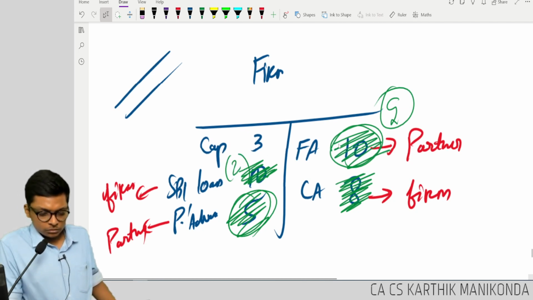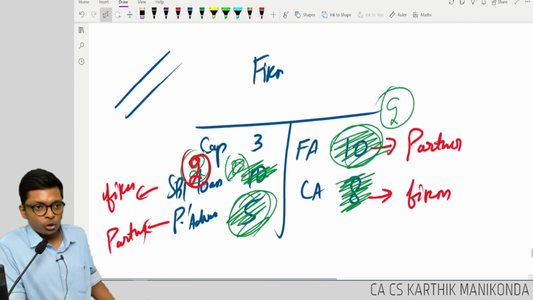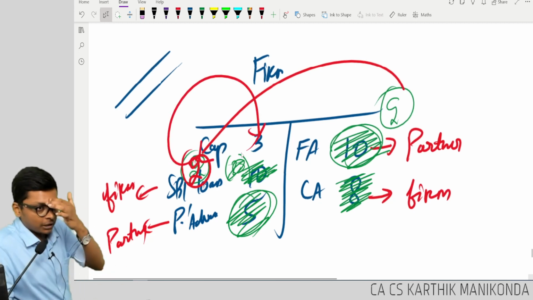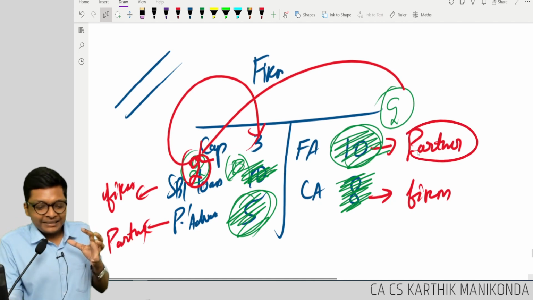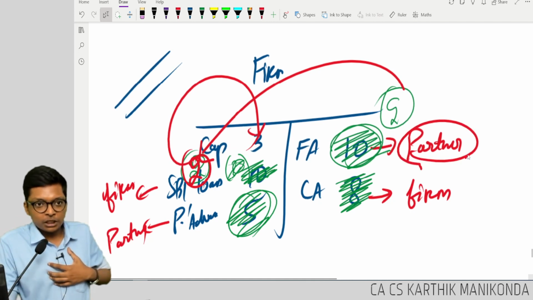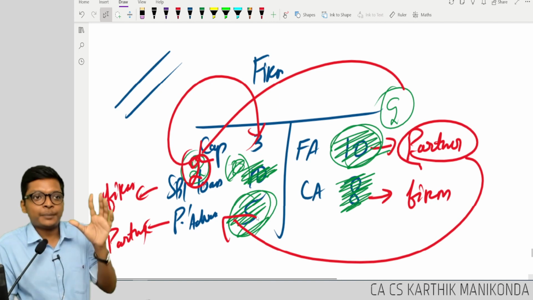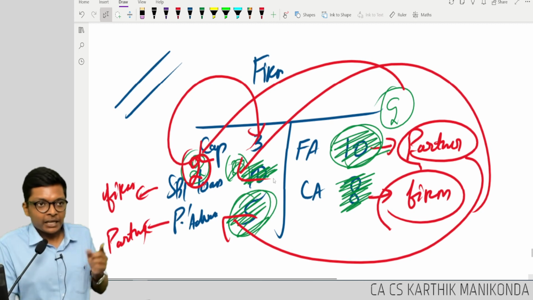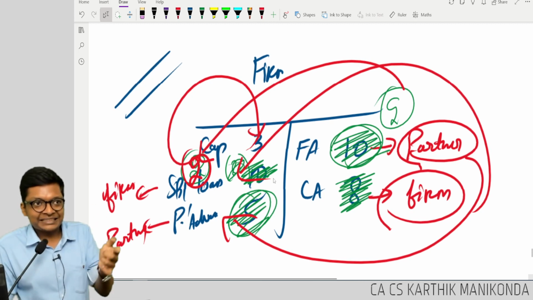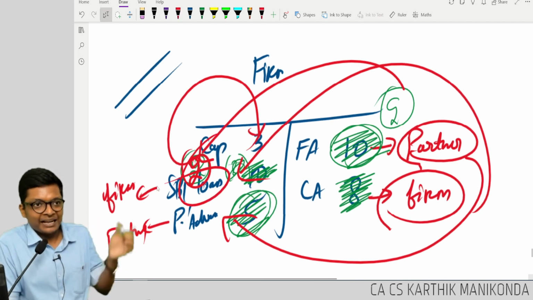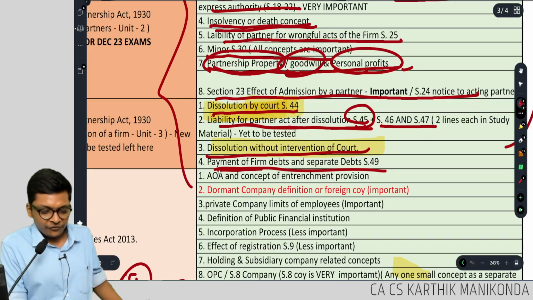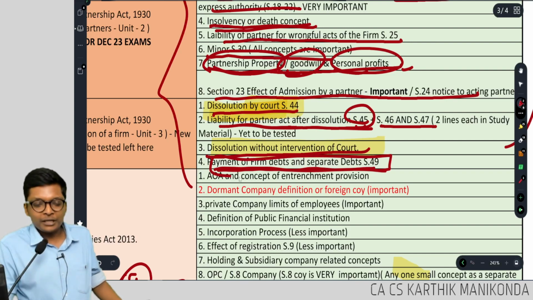Now on the liability side, it is 2. So to pay this 2, I can use this 5, and then the balance goes to capital. So what it says is, the partner's asset should first be used for paying the partner's debt. The firm's asset should first be used to pay firm debts. Any excess after that can be adjusted to pay the other liabilities and the capital. Are you following, guys? This is payment of firm debts and separate debts, section 49.